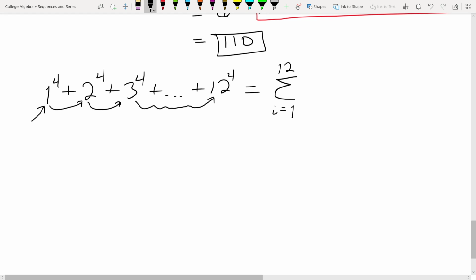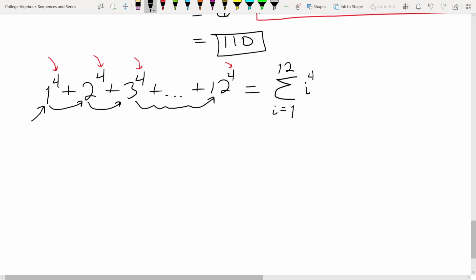Now what goes on the inside here? Well, what's happening to the 1? The 1 is being put to the 4th power. The 2 is being put to the 4th power. The 3 and all the way up to the 12. So we can think about it as saying i to the 4th power. And I think that's a very good starting point.